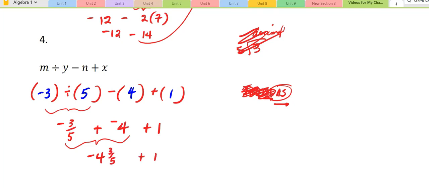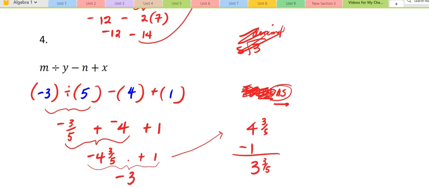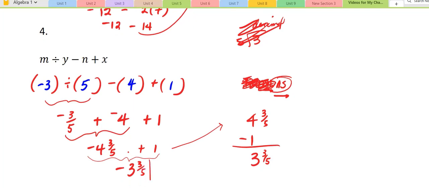Okay, so now last thing is to do my addition. In this case in particular, though, it is actually a subtraction because it's negative plus positive. So I'm going to take away 1, right? Here's what I do. Line them up. 3/5 take away nothing is 3/5. 4 minus 1 is 3, and there it is. Negative 3 and 3/5. And there's your answer.